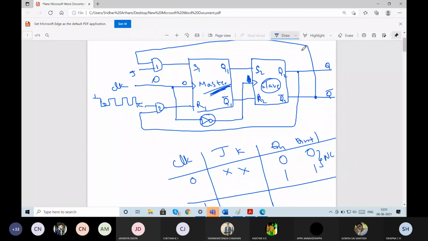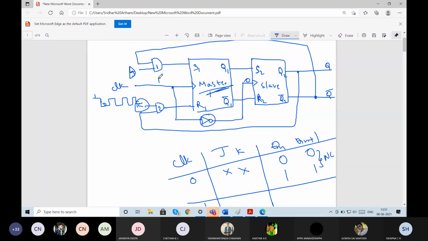I'll repeat my statements again. When clock is equal to 1, the master will get clock value 1, whereas the slave will get clock value 0. So at that time the master will be active. Since the master is active, based on J and K values, the outputs of the first AND gate and the second AND gate will change. If those outputs change, then the output of the master may change. That we don't know.